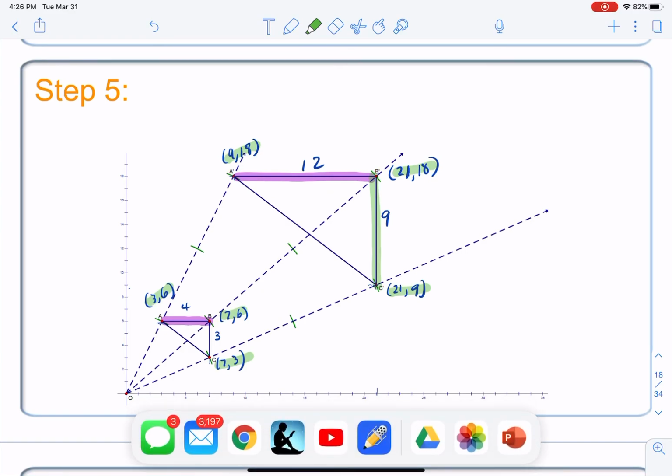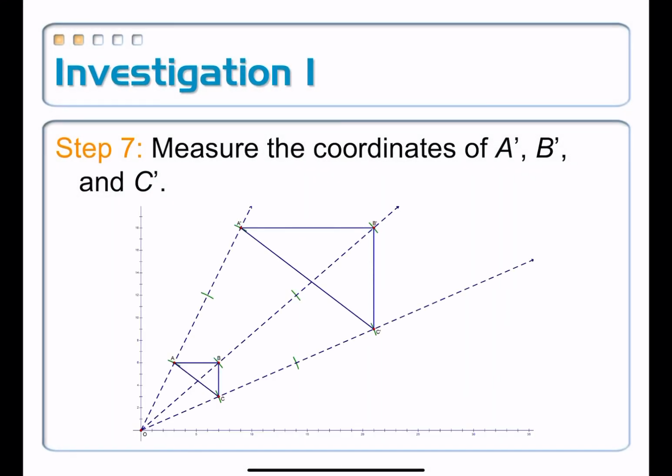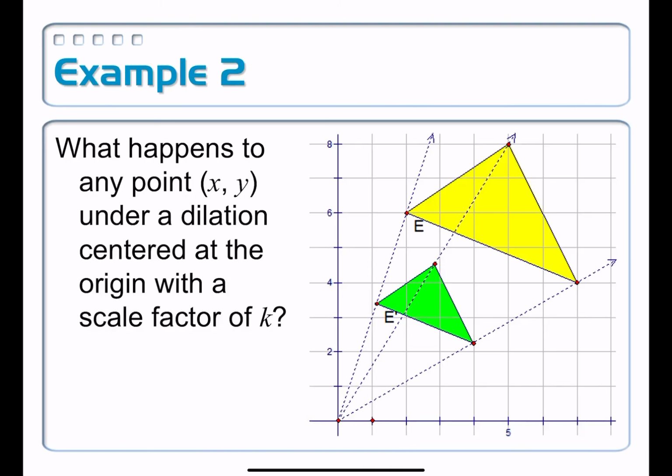There's definitely more to it than that, as we're going to see in the next video, where we're going to take this same exact investigation and bring it into GeoGebra and see what exactly happens to any point x, y under a dilation that's centered at the origin with a scale factor of k. Well, that's exactly what happened in the previous one, but that was just one example. So we're going to do this dynamically in GeoGebra, look at a whole bunch of different examples, and see if we can generalize it.